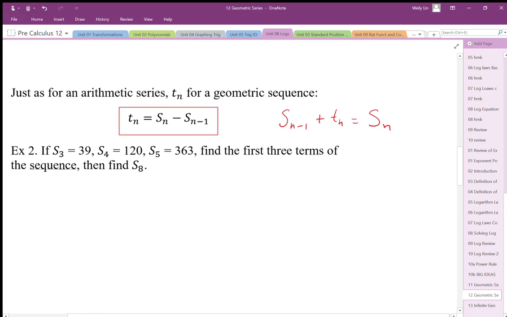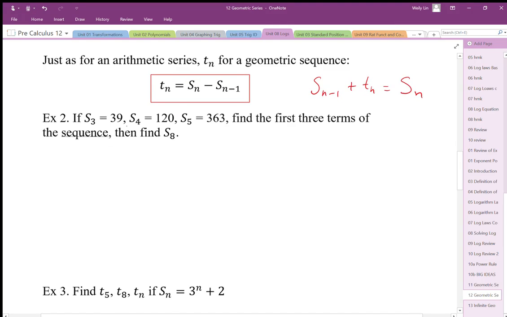So if I want to find out Tn, I can subtract terms. This is an example here where I have S3 and S4, S4 and S5. We're told this is a geometric sequence. Actually, it doesn't say that, but we have to assume that. So if I subtract, we can go S4 minus S3. If I take the first 4 terms and I take away the first 3 terms, I'm left with the 4th term only.